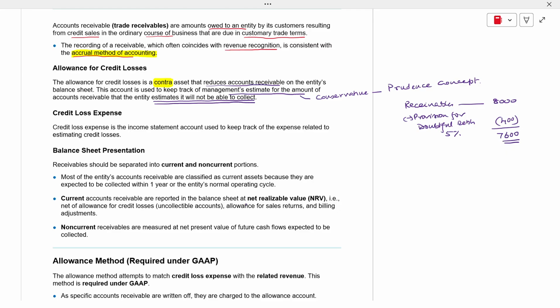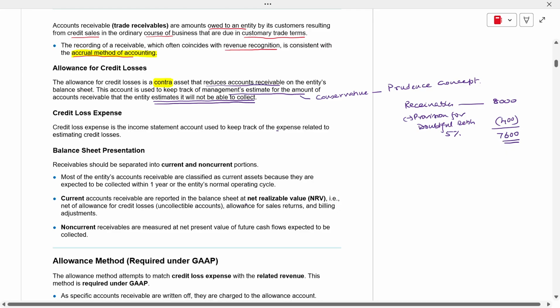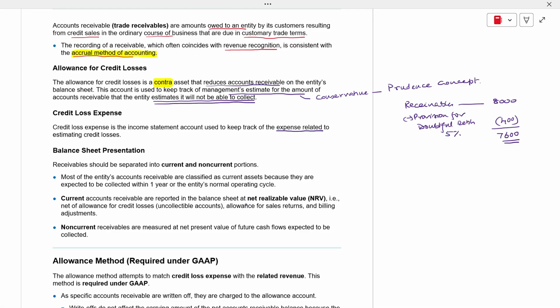Credit loss expense, we'll show from the profit and loss account also, we'll deduct it. Credit loss expense is the income statement account used to keep track of expenses related to credit losses. We are deducting it from the income statement.